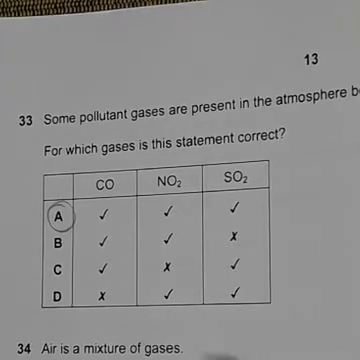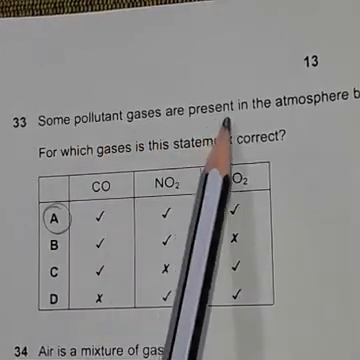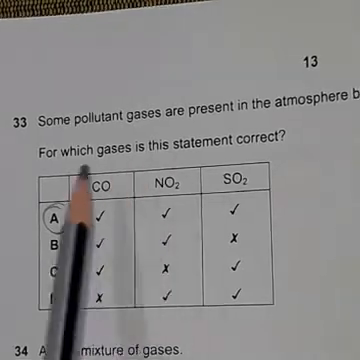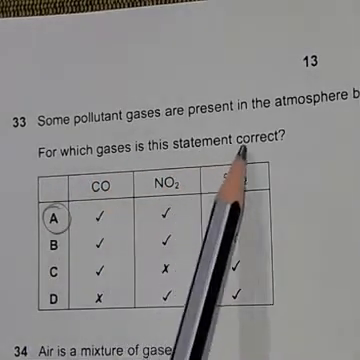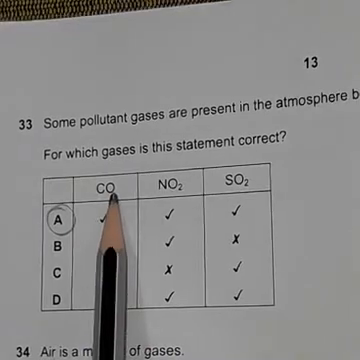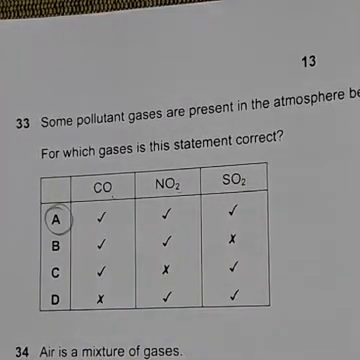Question number 33. Some pollutant gases are present in the atmosphere because of the combustion of fossil fuels. For which gases is this statement correct? Some of the gaseous pollutants present in the atmosphere come from burning fossil fuels. Here there are 3 gases: carbon monoxide, nitrogen dioxide, sulfur dioxide. For which gas is this statement correct?